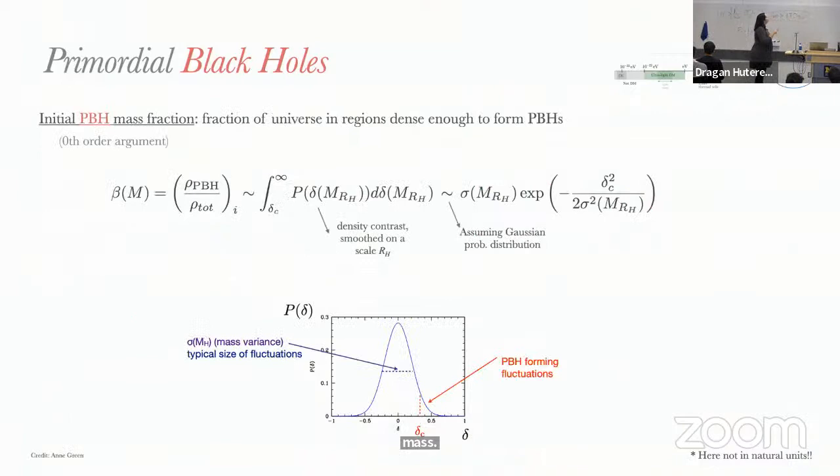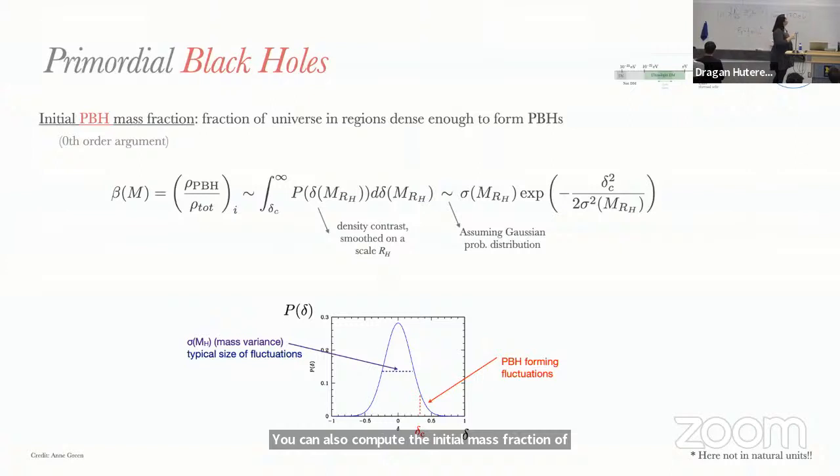You can also compute the initial mass fraction of primordial black holes. This is the fraction of the universe in regions that are dense enough. How many dense enough regions do I have that can form primordial black holes? This is the fraction between the amount of black holes and the total energy density. If I assume a Gaussian distribution, it is something like this. I have here a probability density of having a primordial black hole. This is the variance. Every time the perturbation is larger than this critical density, I have the formation of a black hole.